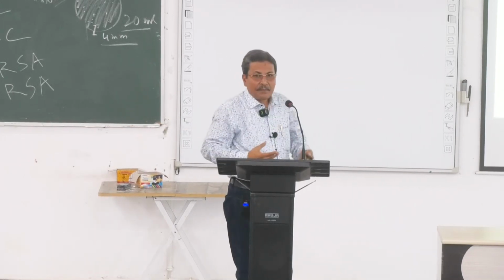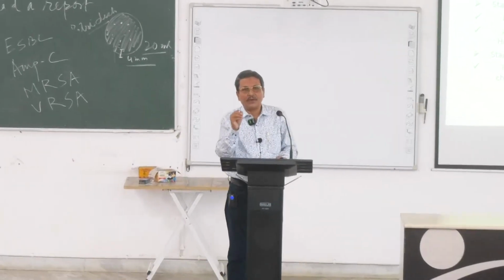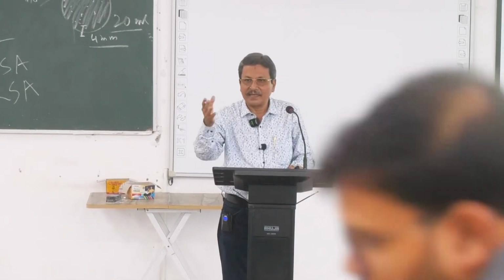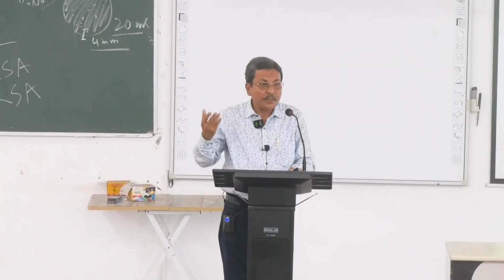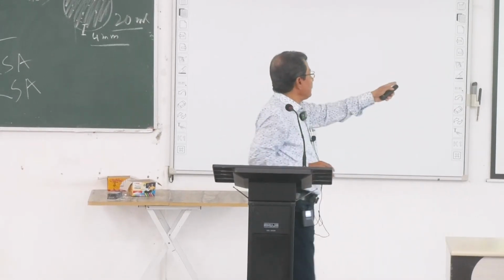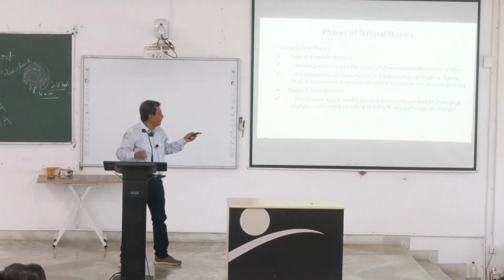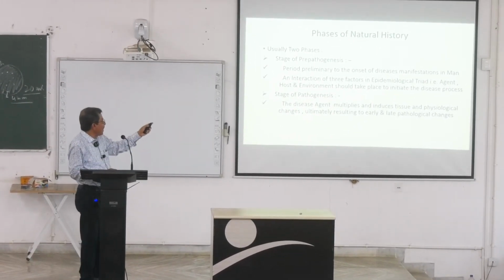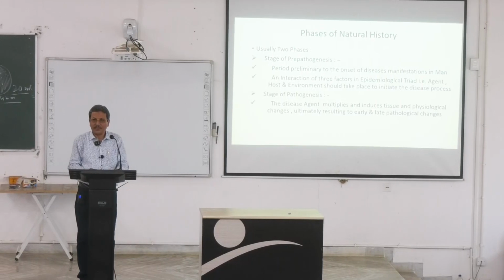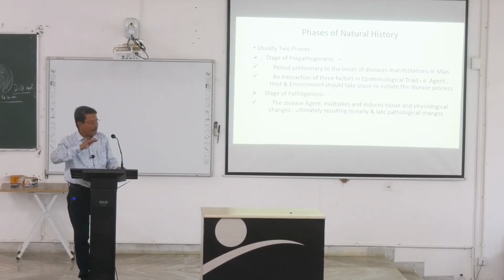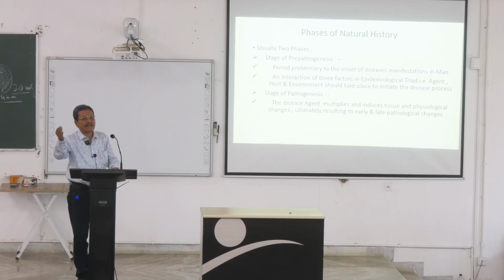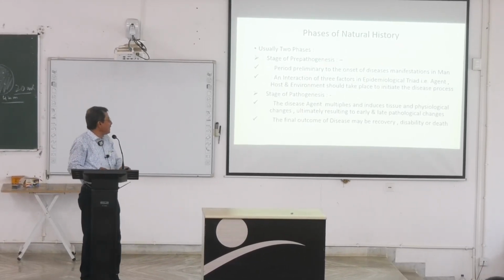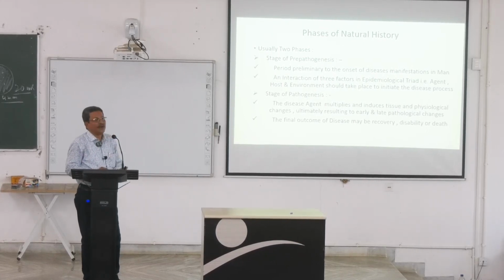So my blood pressure initially today may be 120/80. Now it may be, after a few years or few months, maybe 130/90, then 140/90. So the progression is going on. So the agents started multiplying or induce tissue and physiological changes, ultimately resulting in early and late pathogenic changes. So in pathogenic stages, from physiological changes it may start into pathological changes. The final outcome of the disease may be recovery, disability or death.